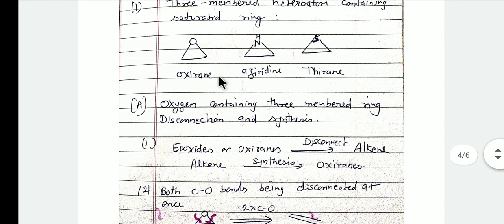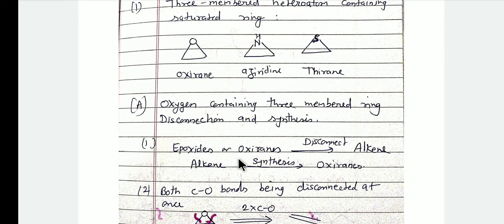Now we discuss the 3-membered heterocyclic ring formation and their retrosynthesis. The oxygen containing 3-membered ring disconnection and their synthesis. The 3-membered heterocyclic compound containing oxygen can also be called an epoxide. So we call oxirane an epoxide.